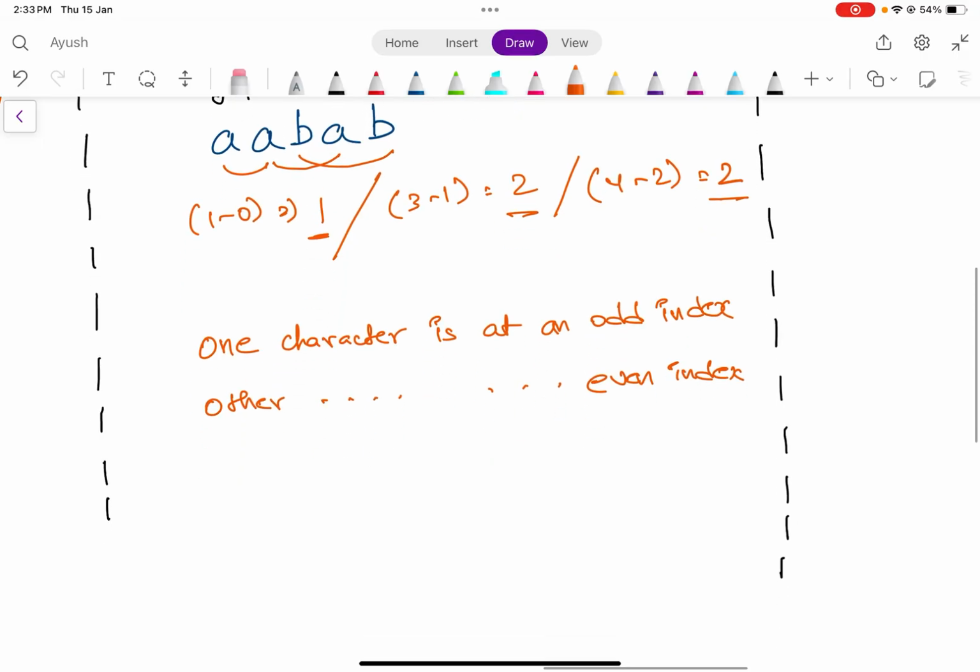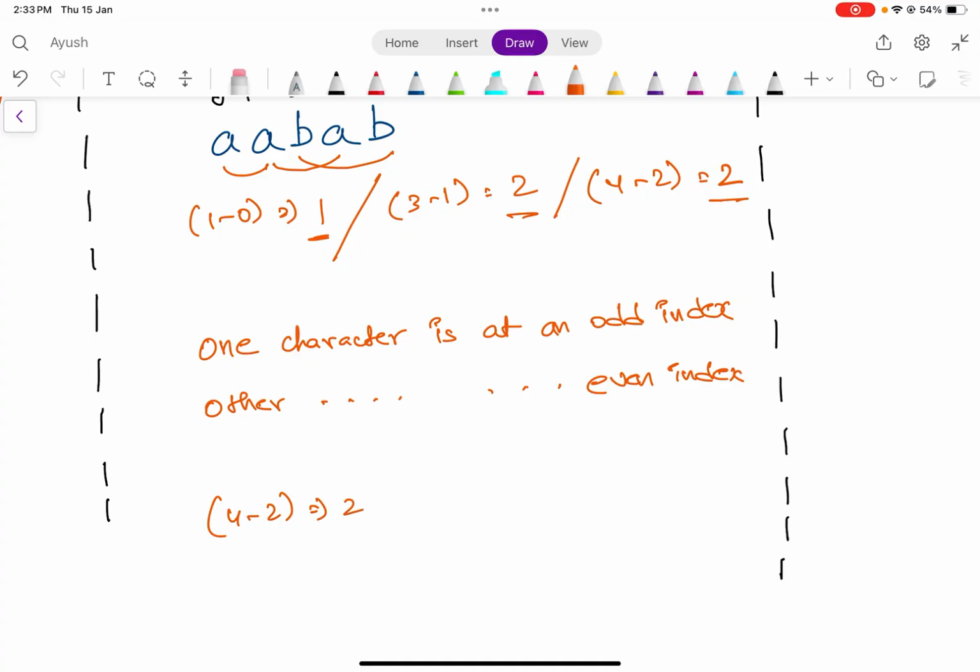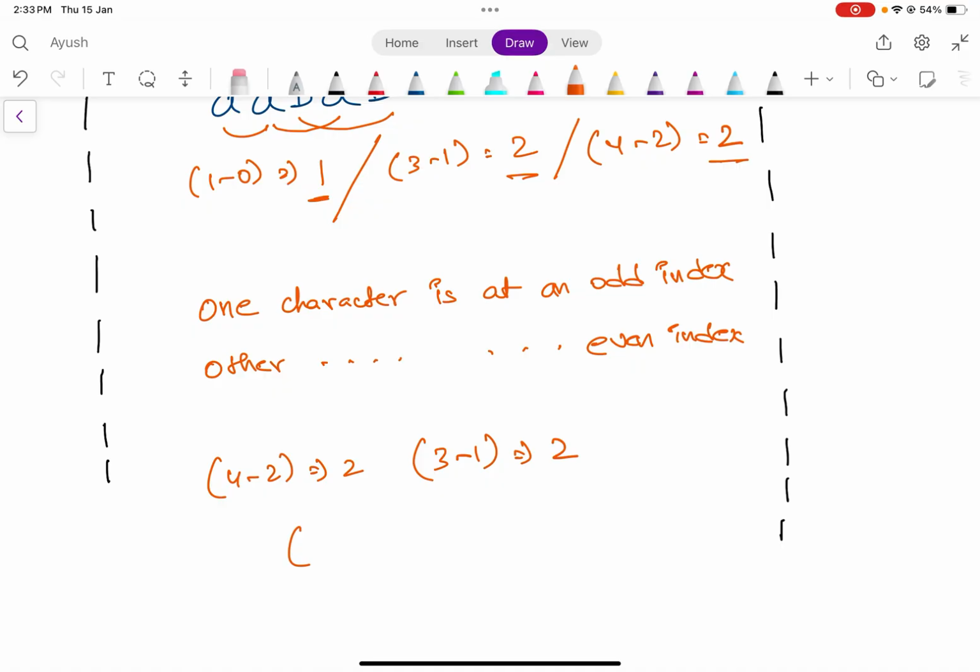Obviously, if you look at it, what if both the characters are at even indexes, 4 and 2, let's say? It will always give you an even number, and if both are at odd indexes, it will give you 3 minus 1, which is again 2. But if one of them is at odd and one is at even, so can we say that one is at odd, 3, and another one is even, that is 2? It will always give us 1.